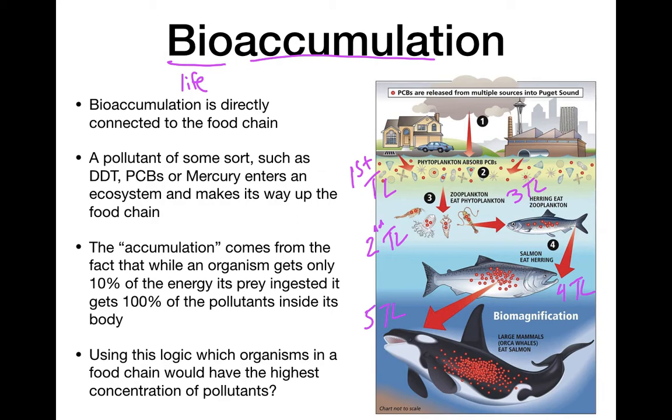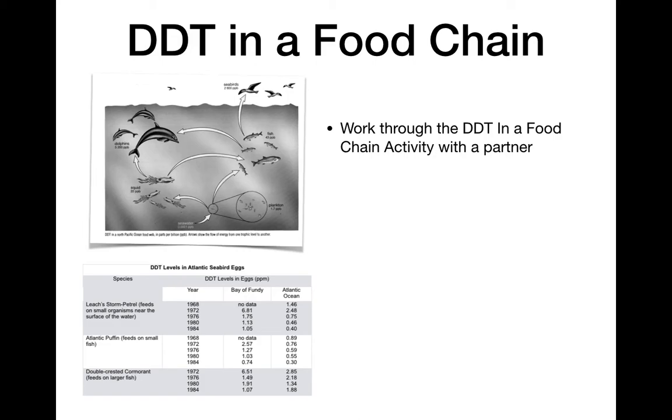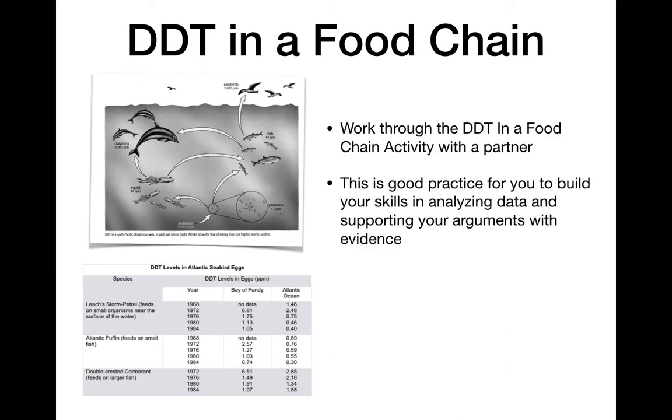Okay, so that's our lesson for today. What you're going to do now is analyze some data about bioaccumulation. This is posted on Schoology, DDT in the food chain. You have some explanation of bioaccumulation again, and because the pollutant is DDT, you have a picture here of the food web we're talking about, and you have some actual data here. From the years 1968 to 1984, the amount of DDT in eggs of seabirds, Bay of Fundy versus Atlantic Ocean.